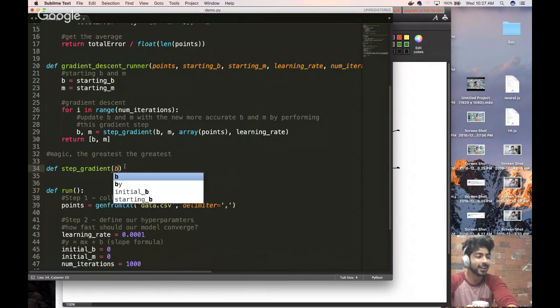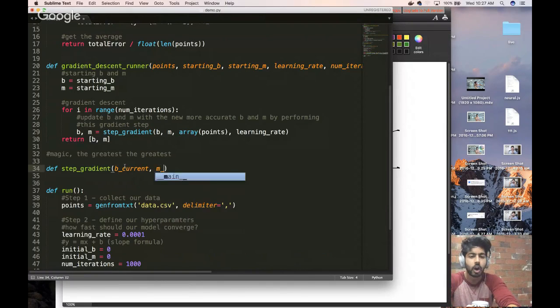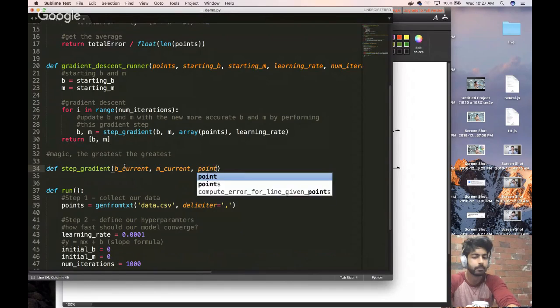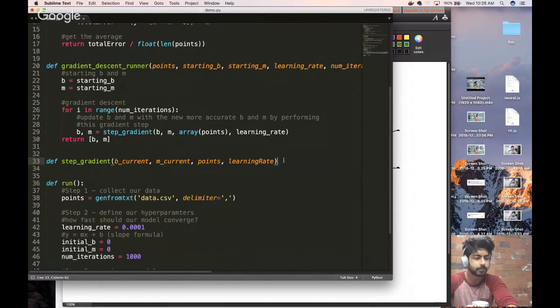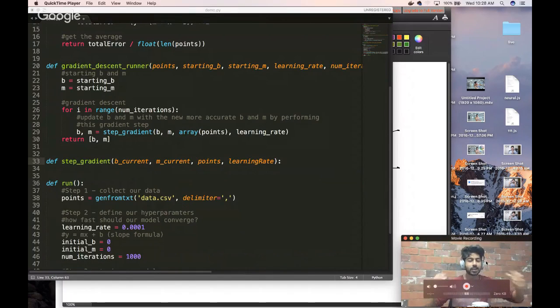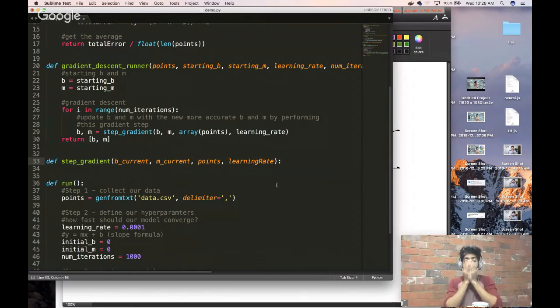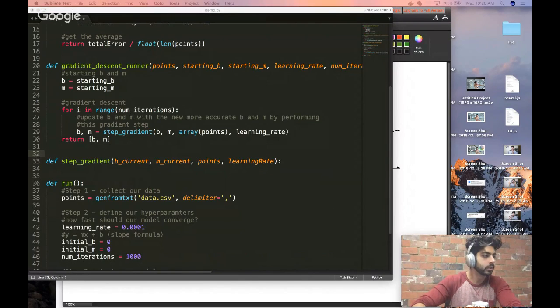So, given our current B and M values, points, and the learning rate, and this comment isn't going to help with learning, so I'll delete that. Okay, let's perform gradient descent. What is gradient descent? Let me show you guys this. How best do I describe this? Let me just show you this image. This is going to help a lot.